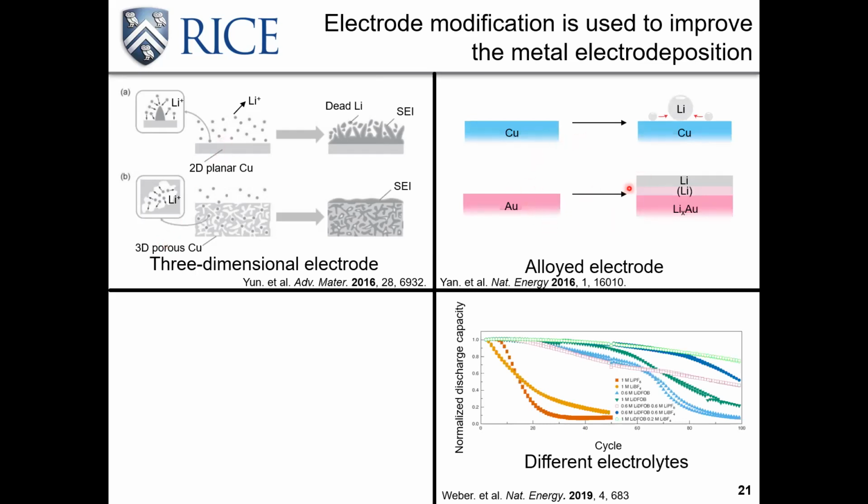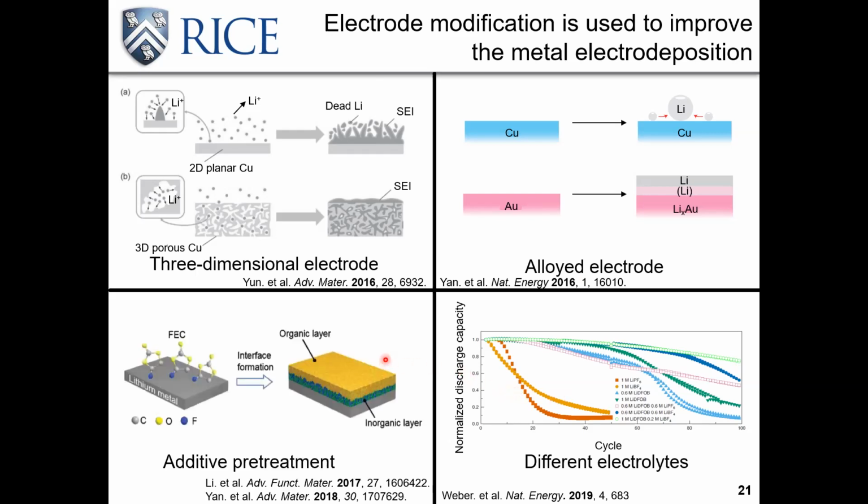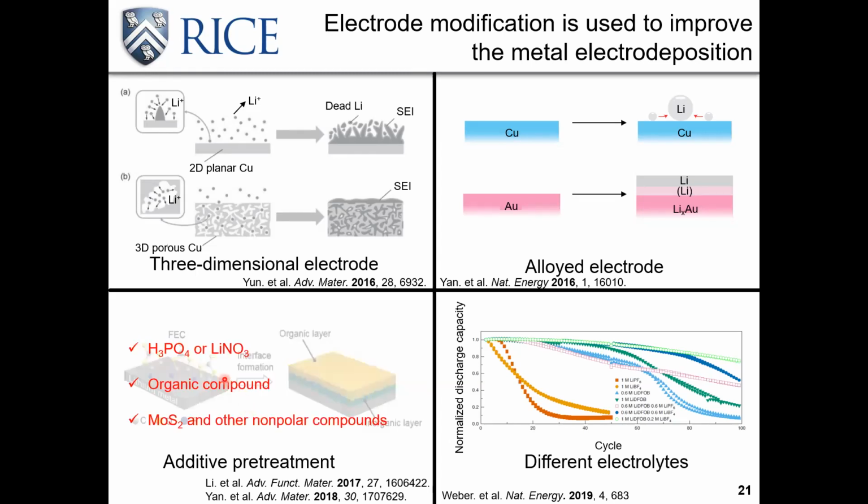Also, an electrode which can form an alloy with the deposited metal, and new electrolytes, can be used to improve the metal deposition. Besides, another common approach is to pre-treat the metal electrode with additives, especially fluorinated compounds. An artificial protective layer can form, and this layer will regulate the incoming lithium metal deposition. Many different types of additives have been used, like polar salts such as lithium nitride, organic compounds, and other non-polar compounds. However, polarity, reactivity, and solubility may limit their ability to be introduced as additives. So we want a direct method to introduce these additives.